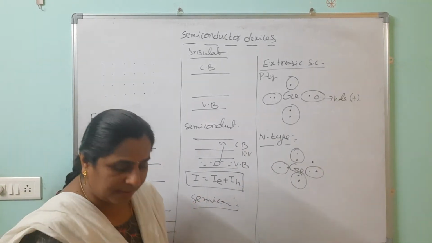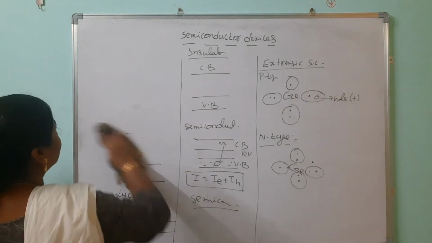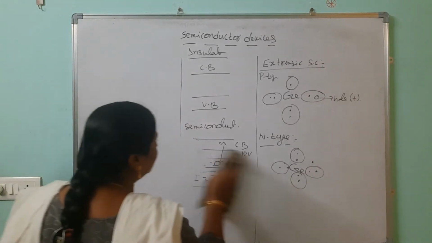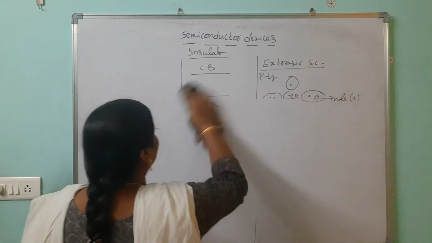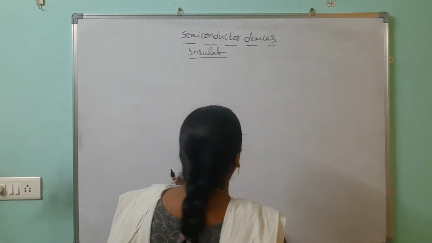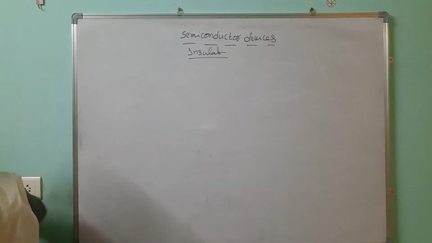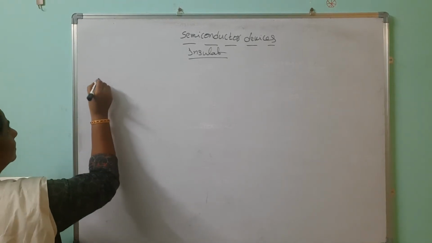So now we are going to discuss the junction diode. What is the junction diode? We take the pure semiconductor, and one side we dope with trivalent, another side we dope with pentavalent, then we get the junction. So the junction diode, look here.